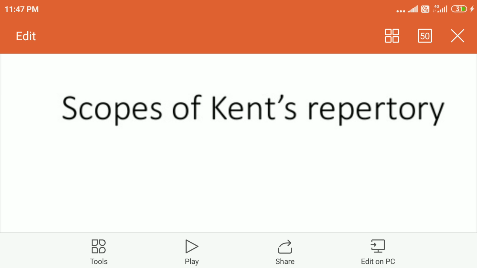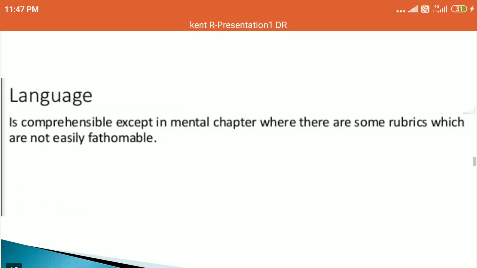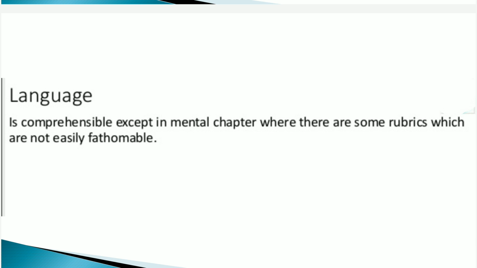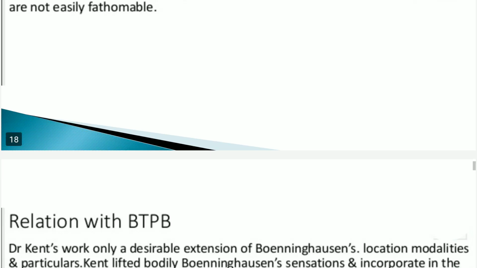Then sub-subrubrics are arranged according to a specific pattern. They are arranged alphabetically. Then according to site, time, modality, extension, they are arranged. Under scope, we discuss about the language, which we can understand more easily, except some rubrics in mind section, they are somewhat difficult to understand easily.